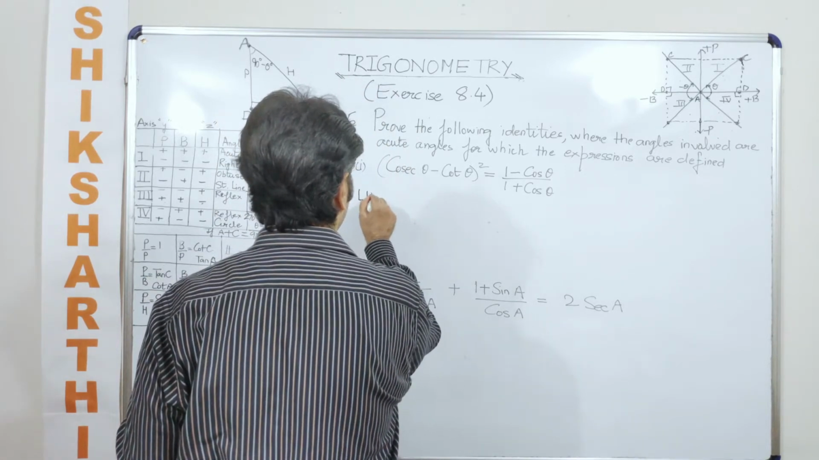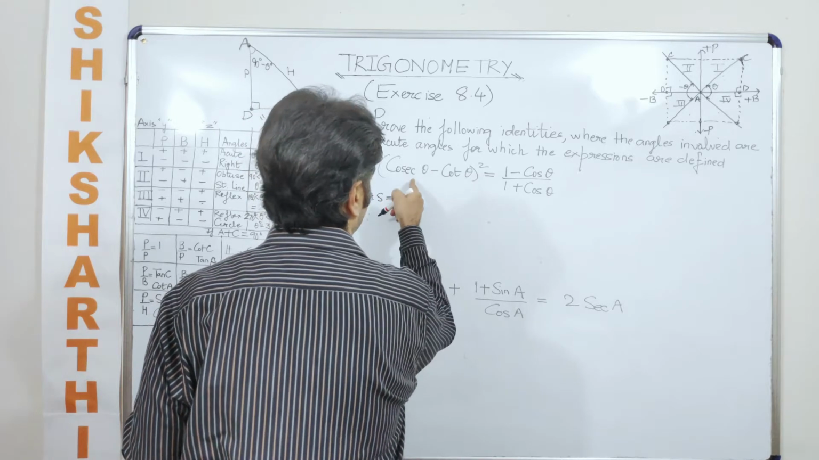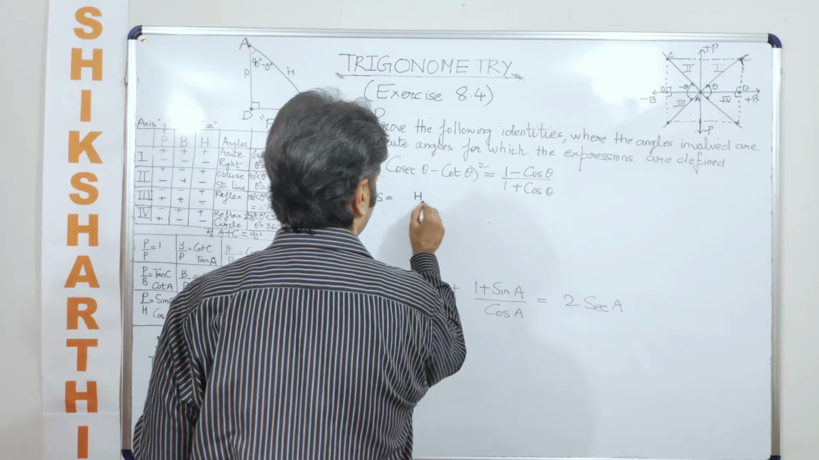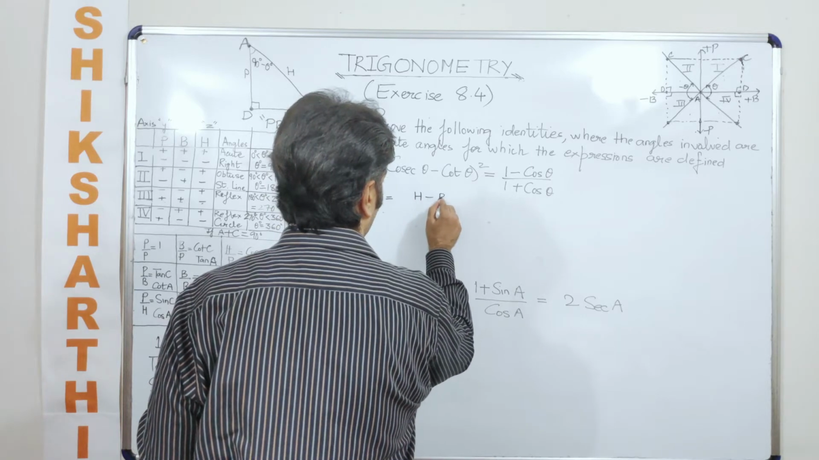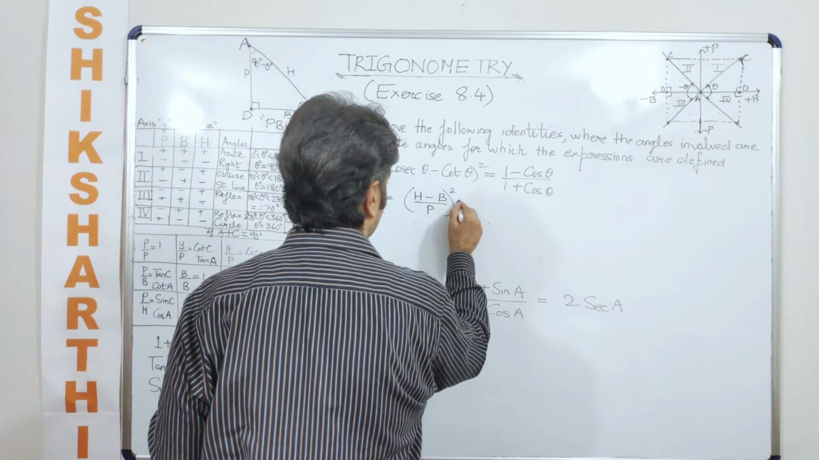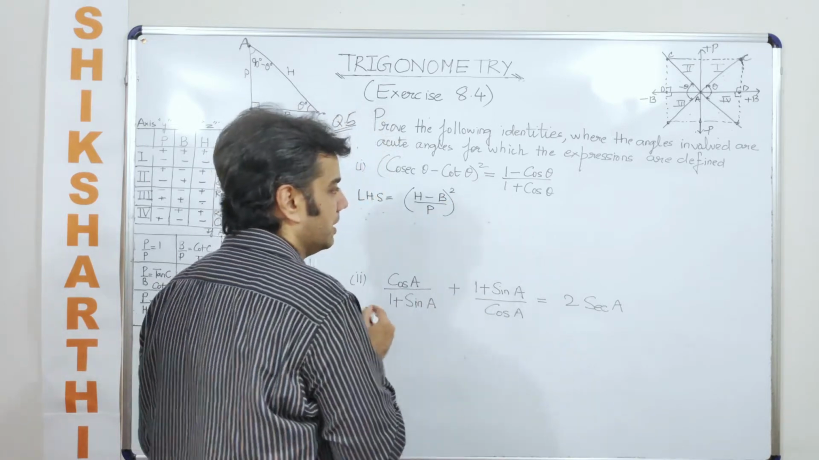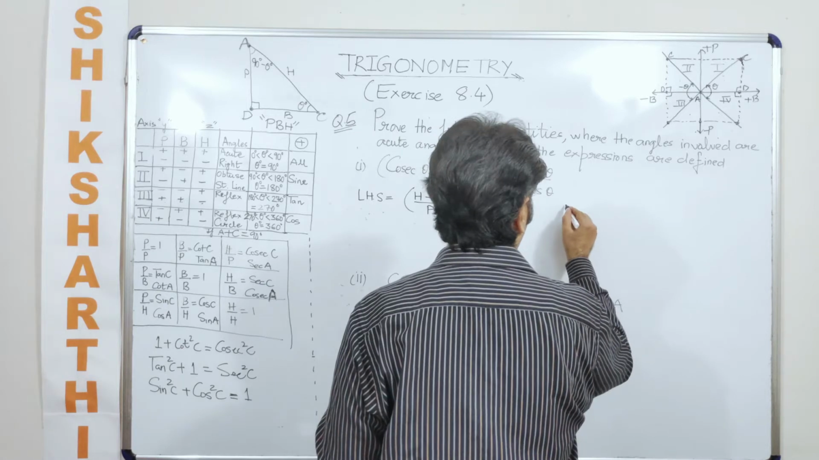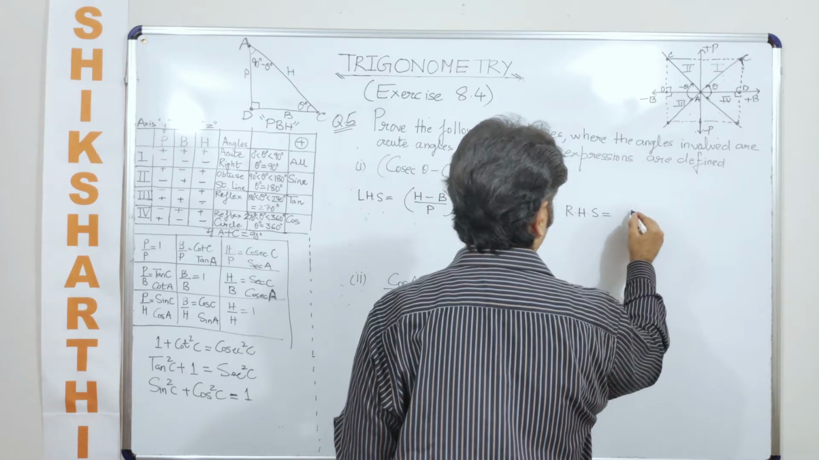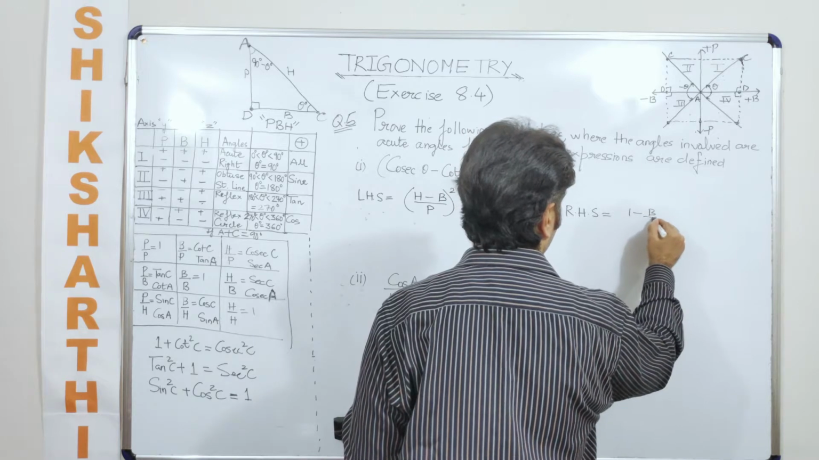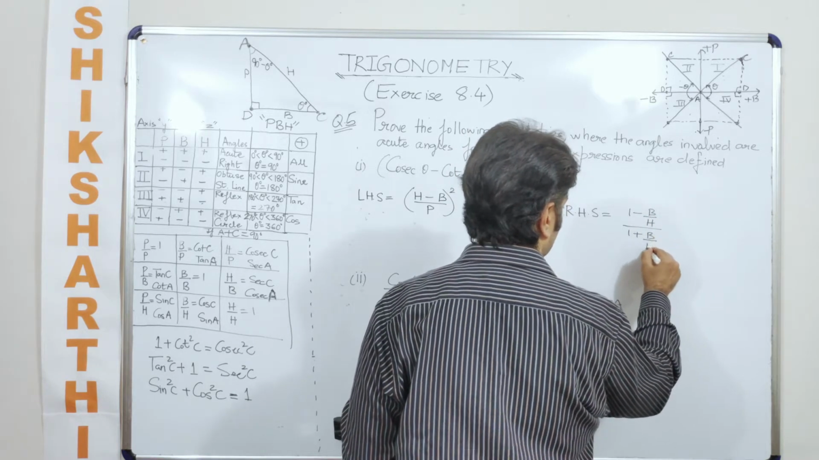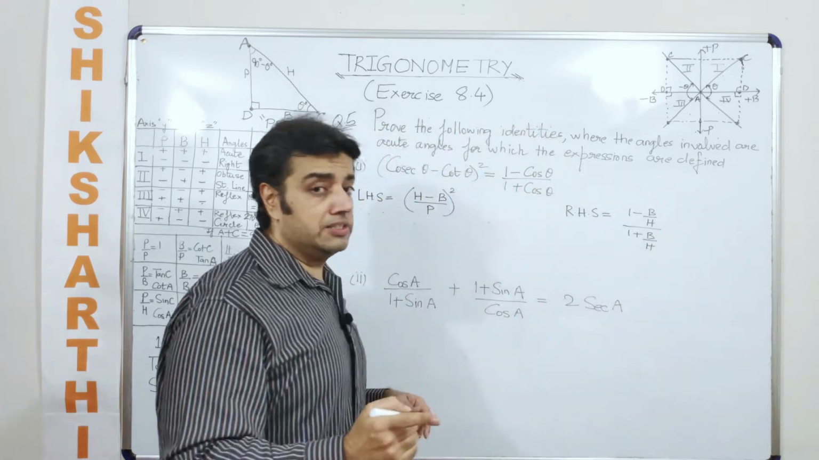So let's say the left hand side value here is this. So what is cosec theta? Cosec theta is hypotenuse upon perpendicular, and cot theta is base upon perpendicular. So this is the value that we need to calculate. At the same time, the RHS value is nothing but 1 minus base upon hypotenuse divided by 1 plus base upon hypotenuse.